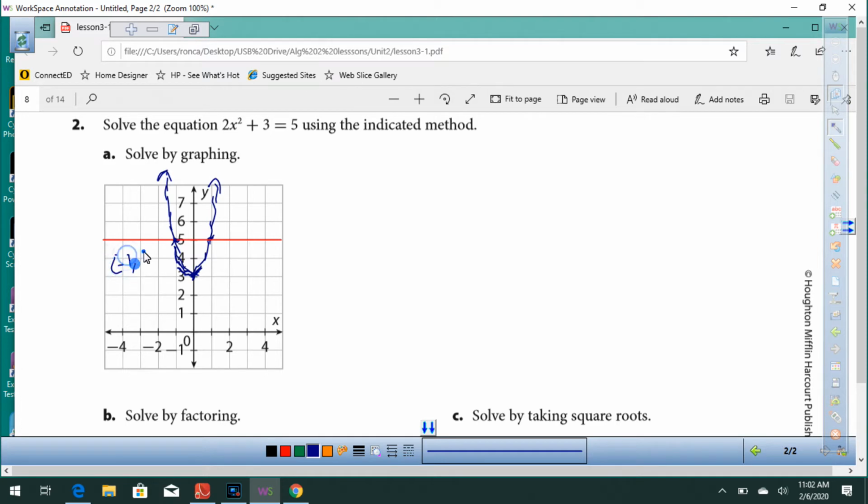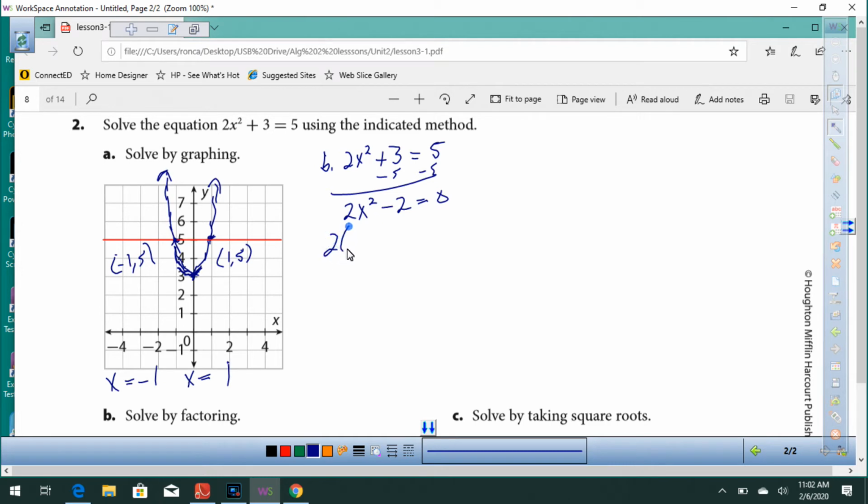It's -1, 5, and this is 1, 5. So x equals -1, x equals +1. We have b, 2x squared plus 3 equals 5. Let's subtract 5 from both sides. We get 2x squared minus 2 equals 0.